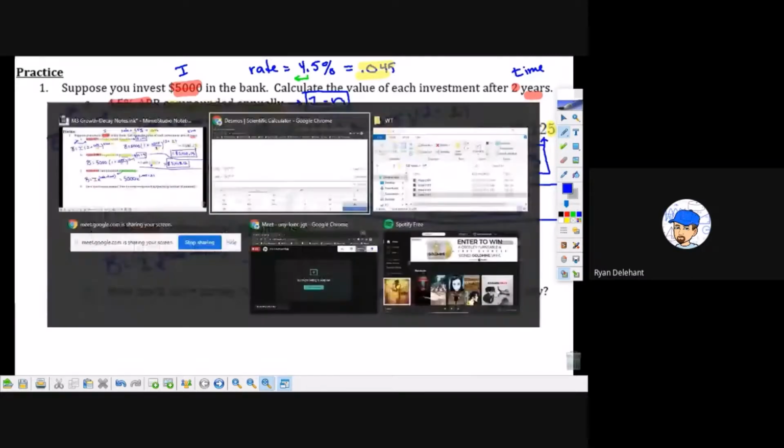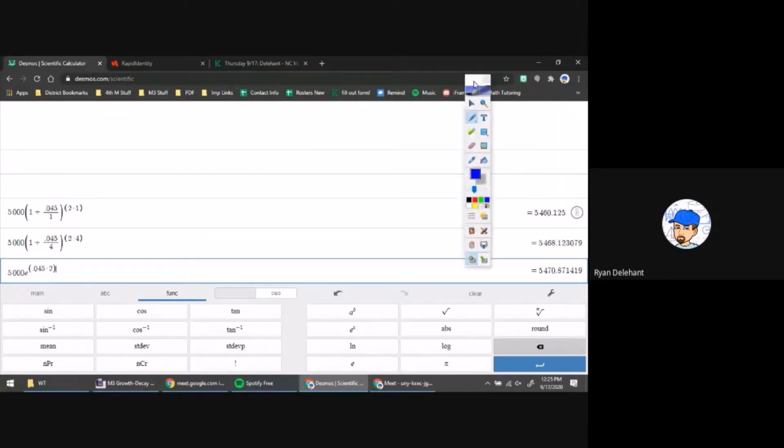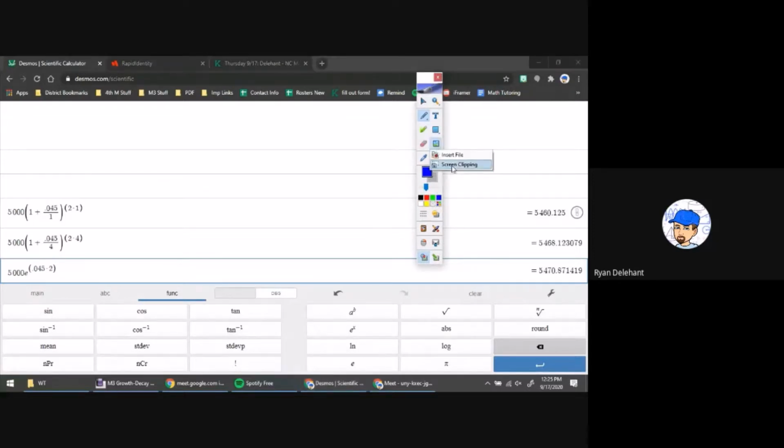So we had, you can delete what we have here, 5,000. Then I'm going to come here and hit the E to the X button, and it's automatically going to make that a power. I'm going to put parentheses just to be safe, 0.045 times 2. And it tells me that this is the answer.